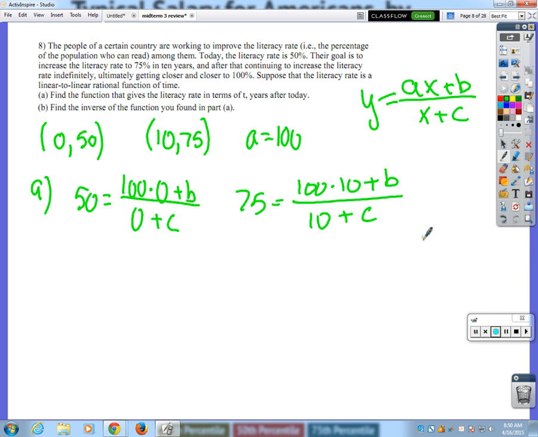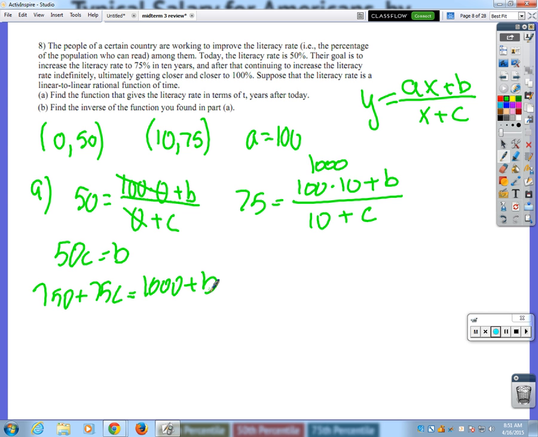Okay, so you guys get where these two equations come from? Everybody in the room gets that? Okay, so then you can cross multiply. Of course, this is going to be 0 and this is going to be 0. So this just means that 50C equals B. This works out to be 1,000. So if I cross multiply this way, I get 750 plus 75C equals 1,000 plus B. Yes?